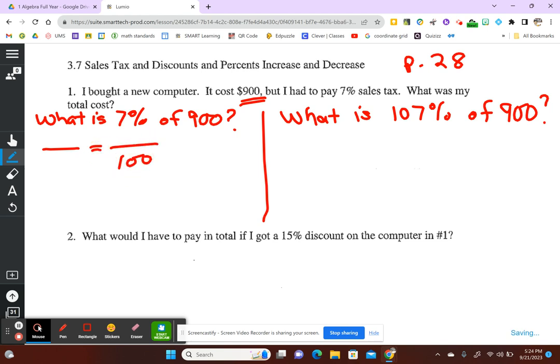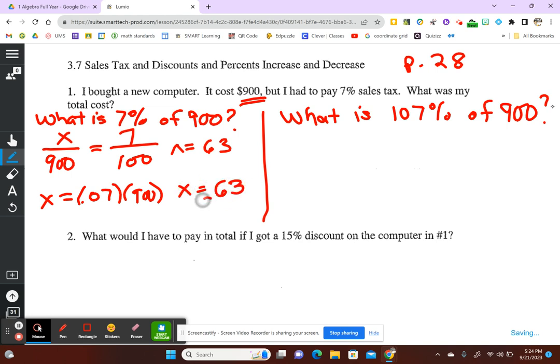So 2 different ways we learn to figure out 7% of 900. You can use a percent proportion. What is 7% of 900? So 900 is the whole. What is 7%? You solve this, you get x equals 63. Or you could say x equals 0.07 times 900, and you still get x equals 63. You then add the 63 to the 900, and your total cost is 963.